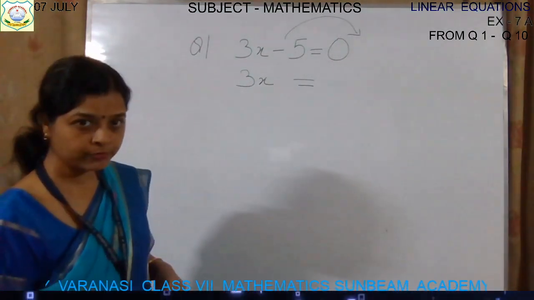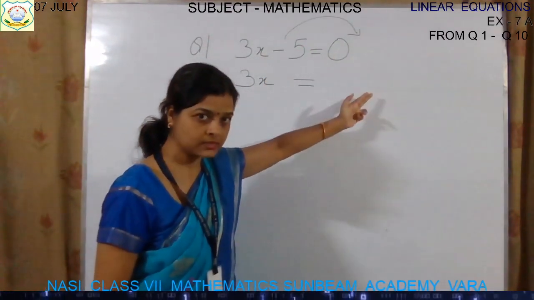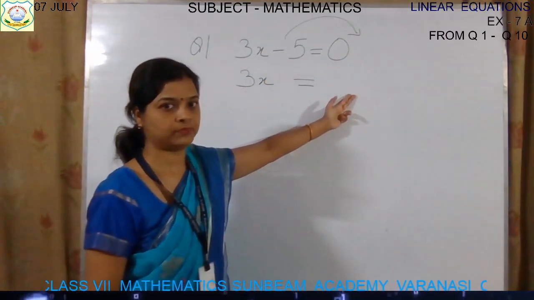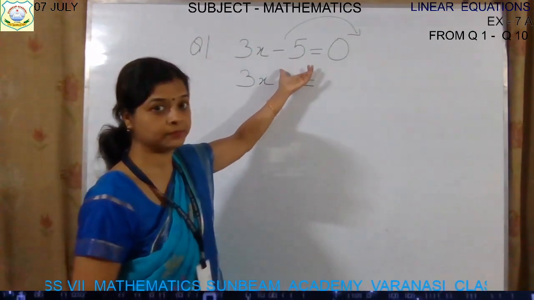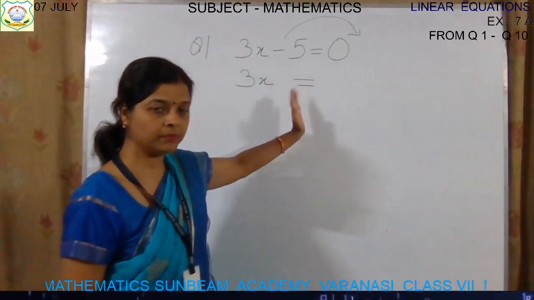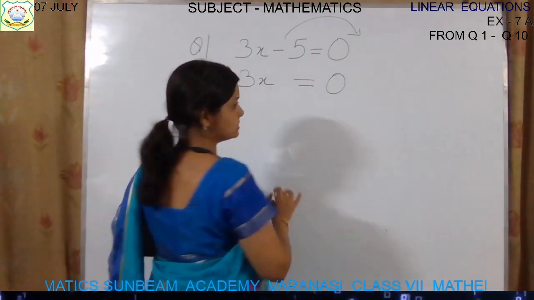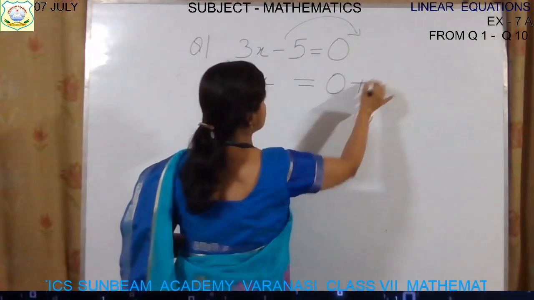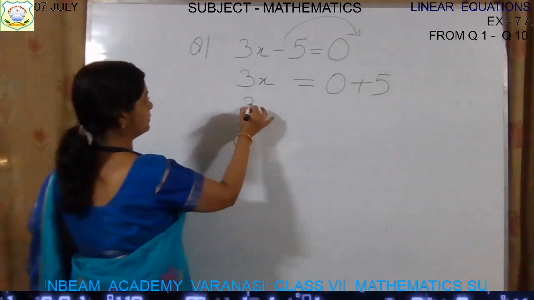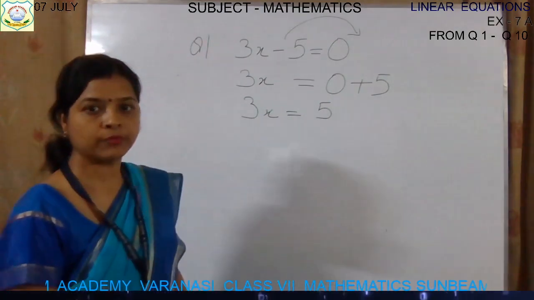It is minus 5. So when minus 5 is transposed to RHS, the right hand side, minus will become plus. Its sign will change. Always when you shift the whole term to the other side, positive will become negative and negative will become positive. So 0 is already on this side, so write down 0, and minus 5 when it shifts to this side will become plus 5. Clear? Now let's solve. 3x is equal to 5.